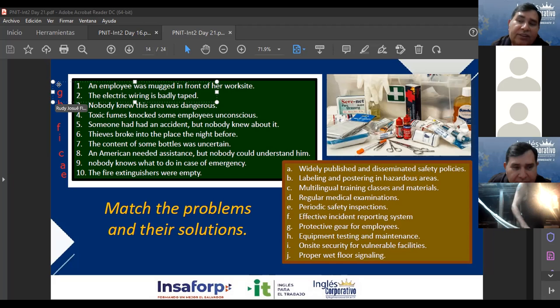Probably there are areas that are exposed. So if someone touches them or brushes against them, they can get severely burned or get an electric shock.